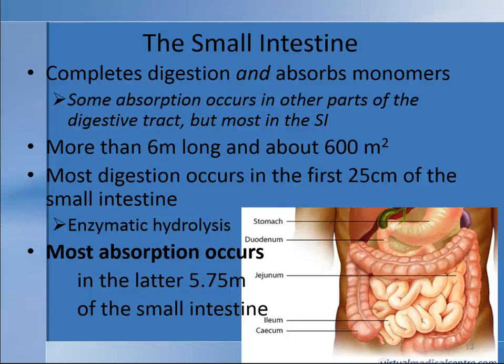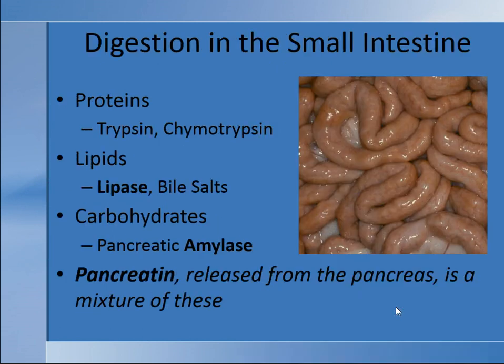Now, most of the digestion is going to occur in the first part of that, right? And so here, if you look at the stomach, you've got the duodenum right here, and then that is going to move into the jejunum, which is the next part of the small intestine, and then the ileum is the last part of the small intestine, which moves into the large intestine or colon. And so the duodenum is where you're going to be having most of the digestion in the small intestine occurring. And this is, of course, again through enzymatic hydrolysis. And then the absorption is going to be occurring in the rest of the small intestine. Lots and lots of absorption.